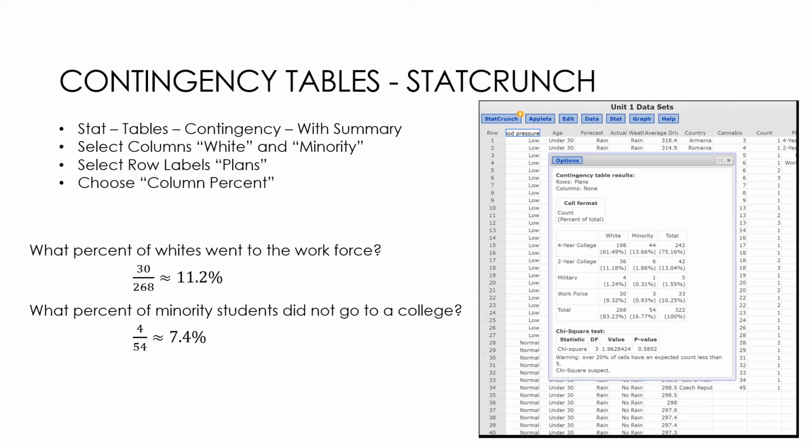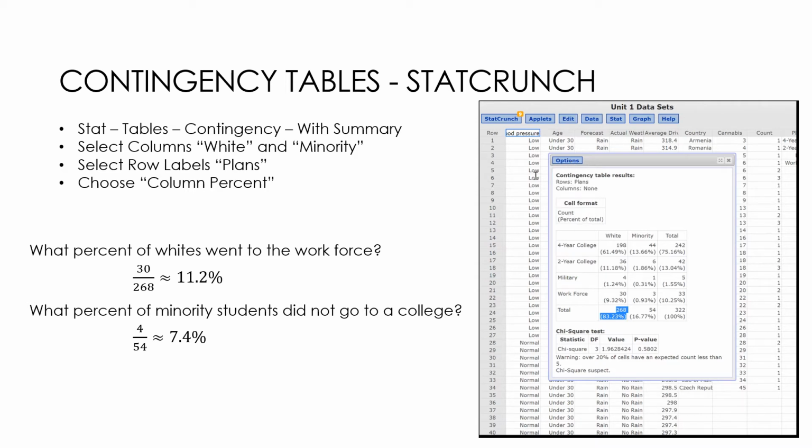Now I want to look at how I might further leverage this contingency table so that I don't have to do any actual math. So looking at this, I have my percent of total, but now I want to answer the question, what percent of white students went to the workforce? And that does not answer this, because if it did, this column down here, the column total would be 100%, and then I could look at these percentages. So I don't want to do any work, so I'm just going to go back to options.